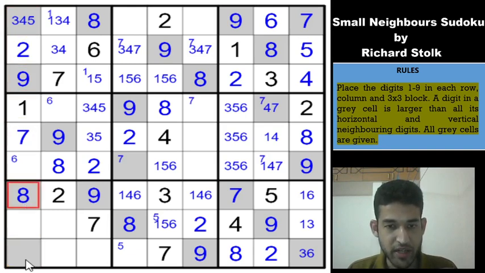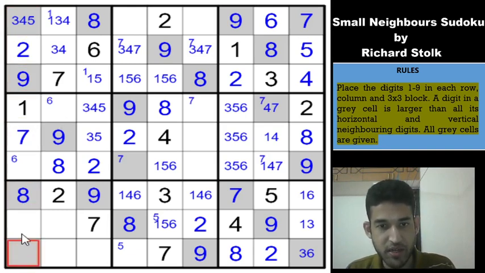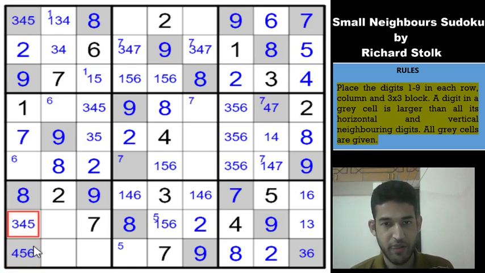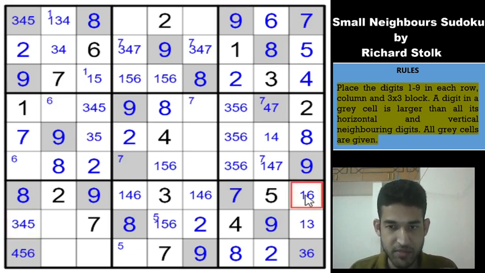1, 2, 7, 8, 9. So this must be 3, 4, 5, 6. But for that column, 3 is the lowest digit. So this cannot be a 3. So this is 4, 5, 6. This is 3, 4, 5. Right? I was hoping here that the 6 would start helping us, but the 6 is not really helping us because this cell can also be a 3.